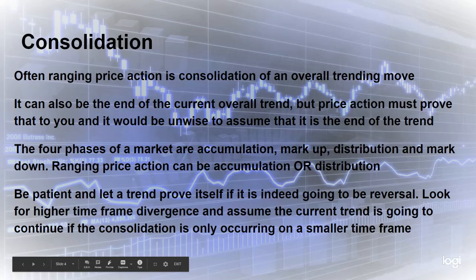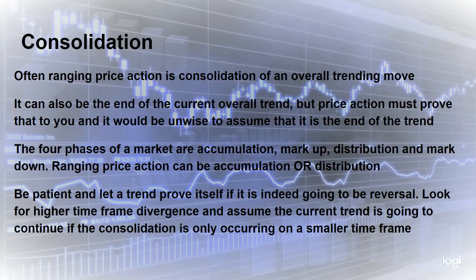Often ranging price action is a consolidation of an overall trending move. It can be at the end of a current overall trend, but price action must prove to you, and it would be unwise to assume that is the end of the overall trend. So what that means is you can get a consolidation, get some range trading at what could be the end of a trend, a trending move down for example, but you need price action to prove to you it is the end of that move down, because remember, the trend is your friend. So that is a general rule, because markets generally keep trending, so you have to give it the benefit. You have to basically let it prove to you that it is the end of that trend.